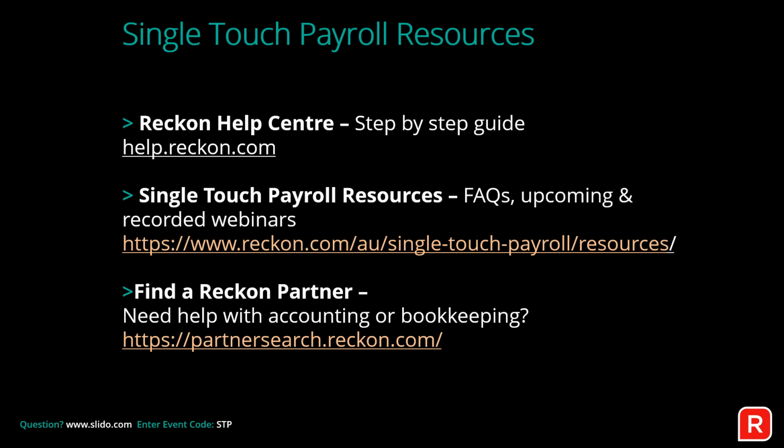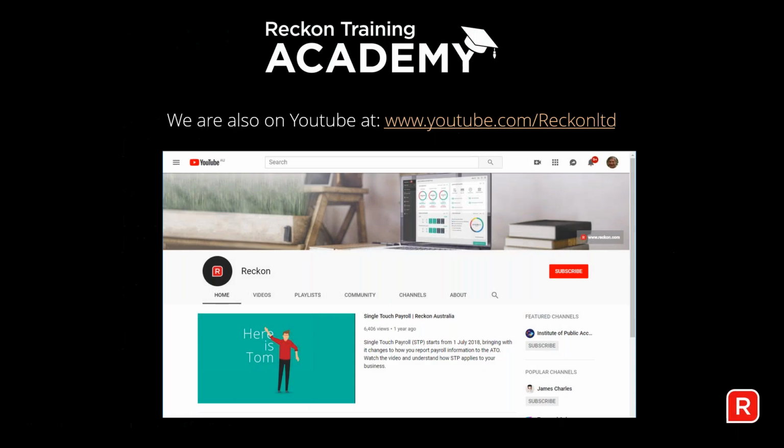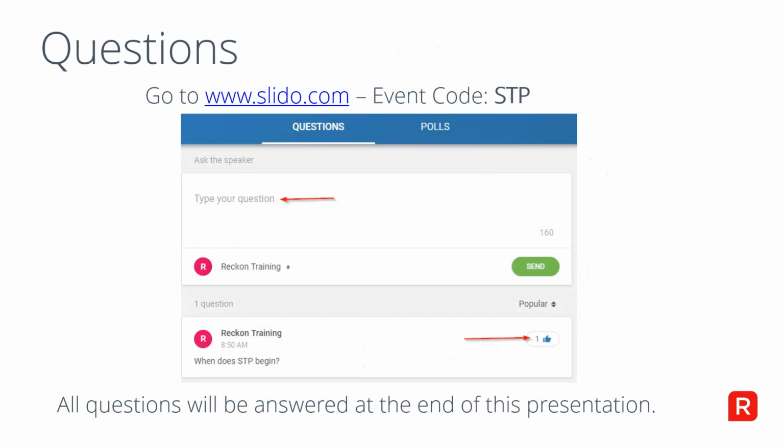Finally, if you do need more help, why not think about contacting a Reckon accredited partner. If you go to partnersearch.reckon.com, you'll be able to search for a partner in your locality by your postcode. And there are resources there on the Reckon YouTube channel and also on the Reckon Academy.